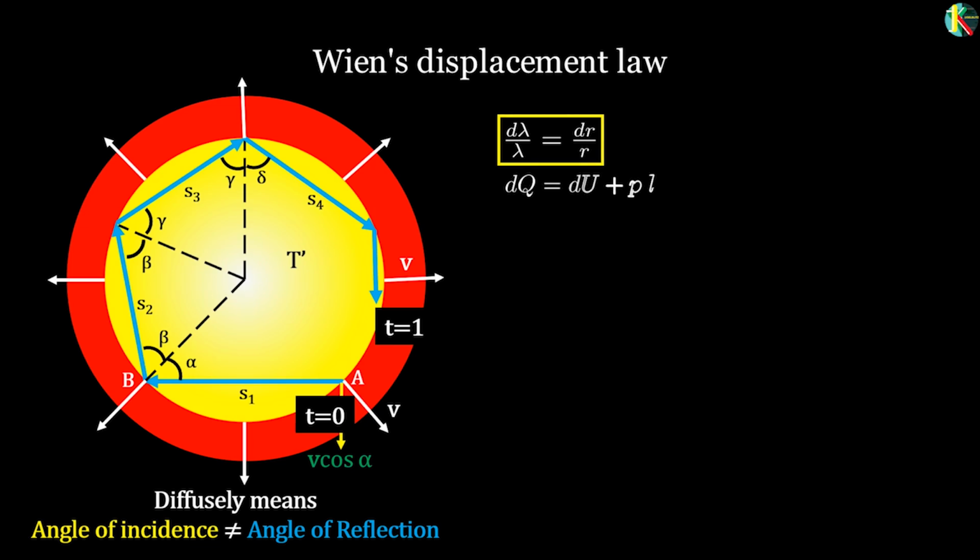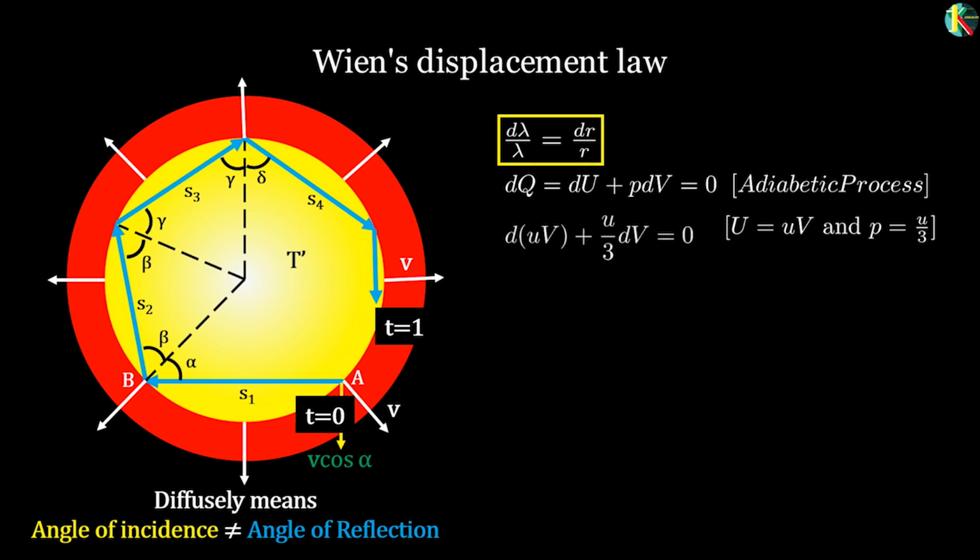The process being adiabatic gives us dU plus P dV equal to 0 from the first law of thermodynamics. Here dU is the total change in the internal energy and P dV is the work done by the radiant energy. But U equal to small u multiplied by capital V, and P is equal to u by 3, where u is the energy density of the radiation. This gives d of (uV) plus (u/3) dV is equal to 0. On simplification, this gives du by u plus 4 dV by 3V equal to 0.